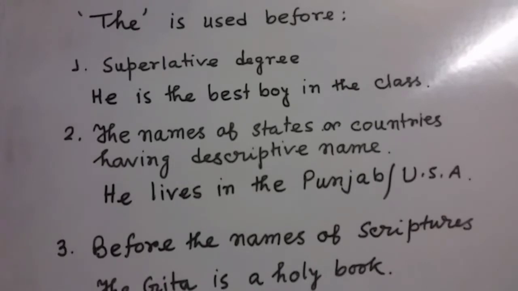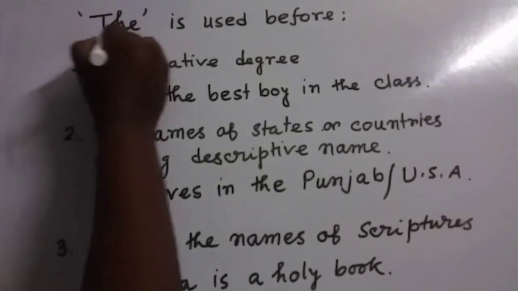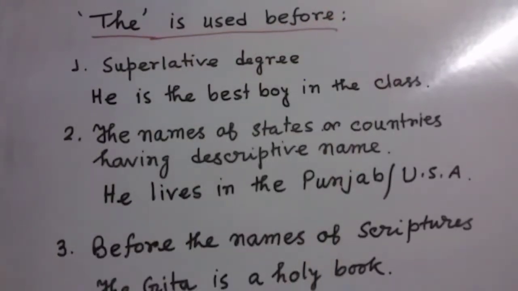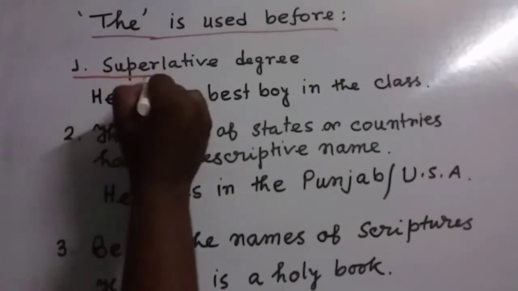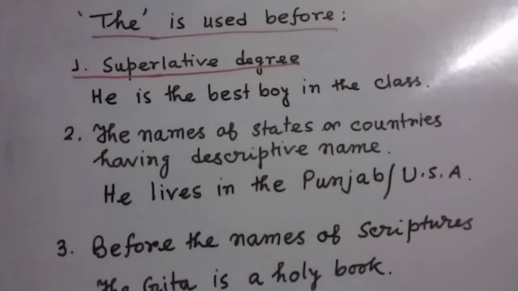I have made a list. Let's look at this one. At first I have written "the" is used before, and here is point number one, the superlative degree. It means "the" is used before the superlative degree. My dear friends, if in a sentence we use any kind of superlative degree, before that we have to use "the". Let's look at the example.